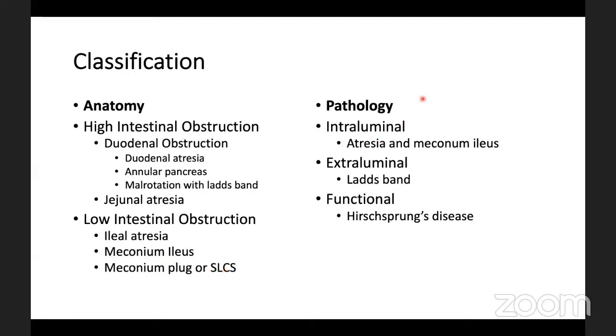As far as the pathological classification is concerned, you can divide them into intraluminal, extraluminal, and functional. Intraluminal is when there is something inside the lumen, like atresia or meconium ileus, causing obstruction. Extraluminal is when something obstructs the bowel from outside, for example, Ladd's band. And functional is when the bowel mucosa and muscles themselves are not functioning, for example, in Hirschsprung disease.